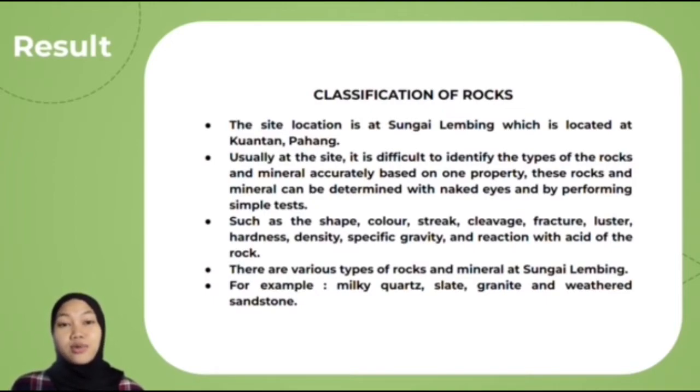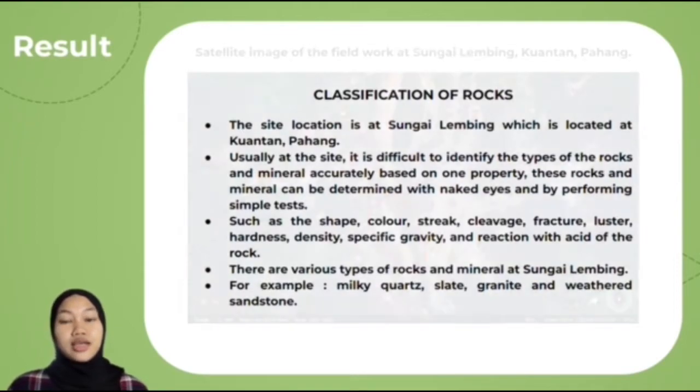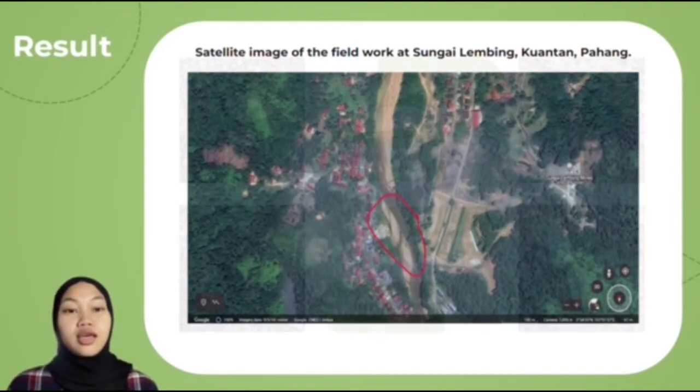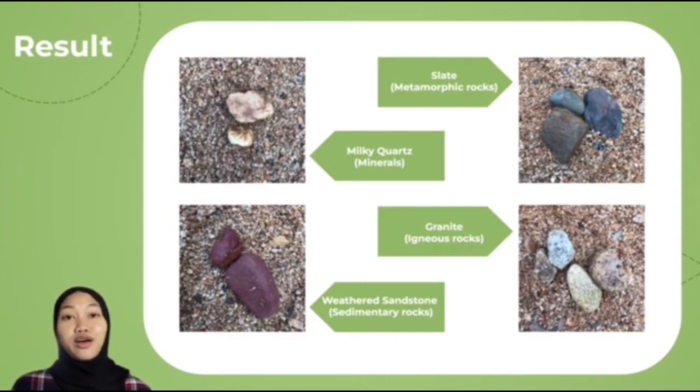There are various types of rocks and minerals at Sungai Lembing, for example milky quartz, slate, granite, and weathered sandstone. So this is the satellite image of the fieldwork at Sungai Lembing, Kuantan, Pahang. This is all the examples of the rocks: slate is a metamorphic rock, milky quartz is a mineral, granite is an igneous rock, and the last one, weathered sandstone, is a sedimentary rock.